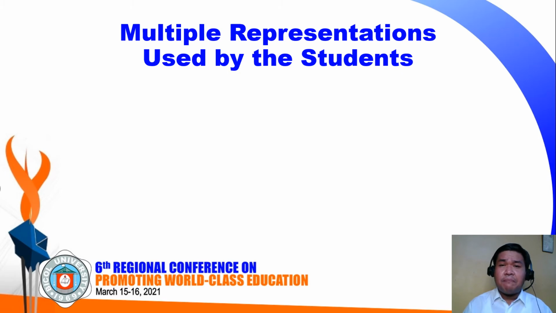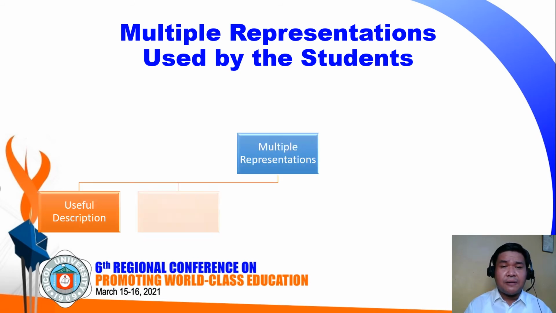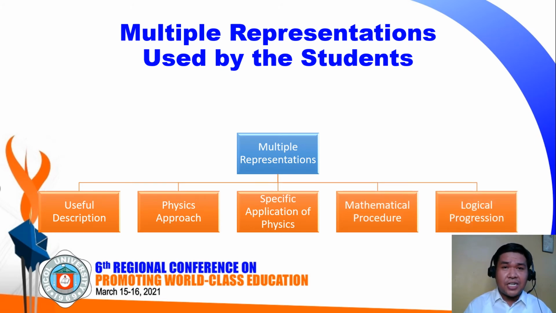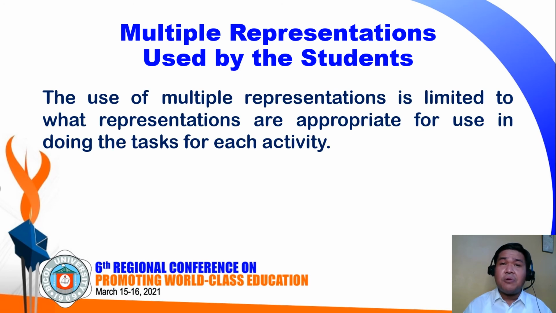Here is the result based on the order of the research problems presented earlier. Number 1 is the multiple representations used by the students. Based on the outputs, the students used multiple representations. These include useful description, physics approach, specific application of physics, mathematical procedure, and logical progression. However, it can be noted that the use of multiple representations is limited to what representations are appropriate for use in doing the tasks for each of the activities.